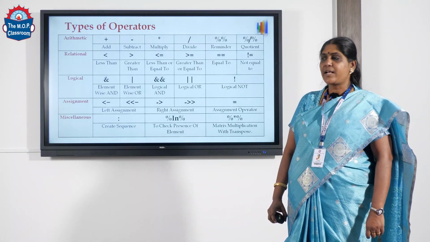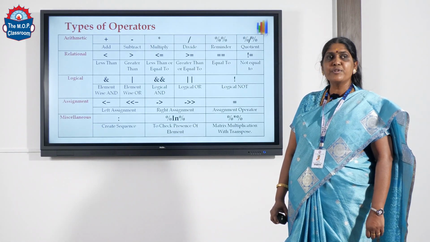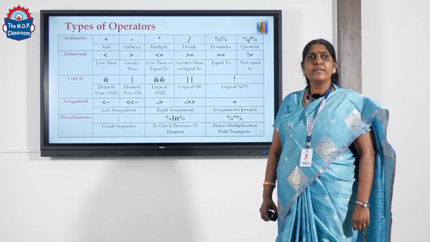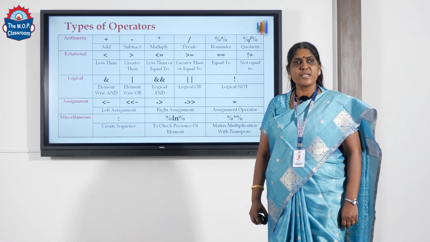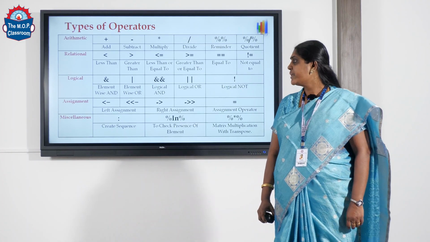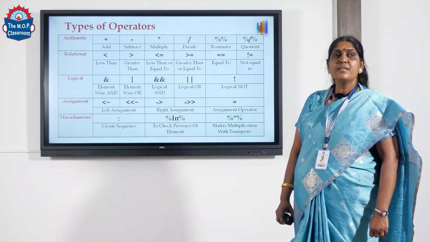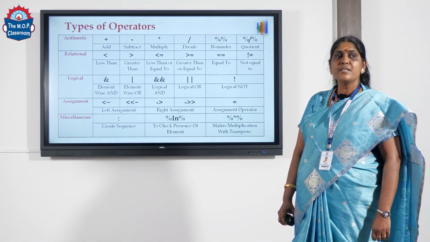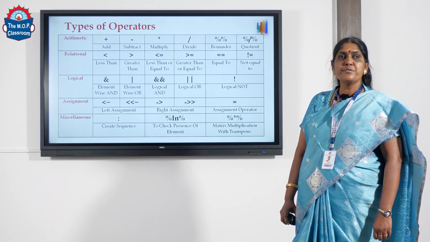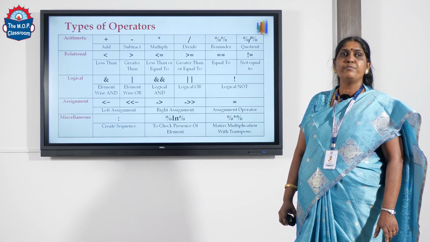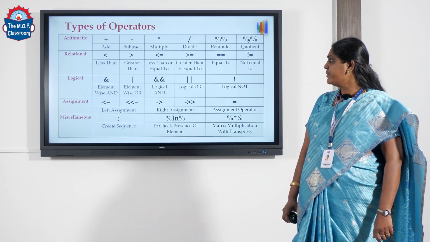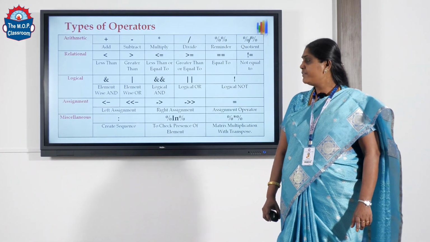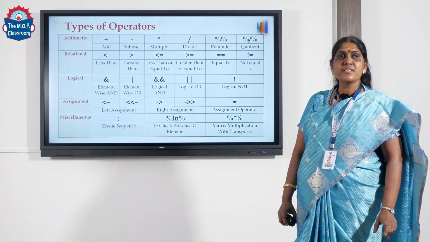Then comes the assignment operator. We have both left assignment as well as right assignment operators, and equal to can also be used as an assignment operator in our program. Next we have the miscellaneous operators. Miscellaneous means that it does not fall under any of these categories. The first one is the colon that is used to create a sequence of operands. And next we have %in% which is used to find out any existing element.